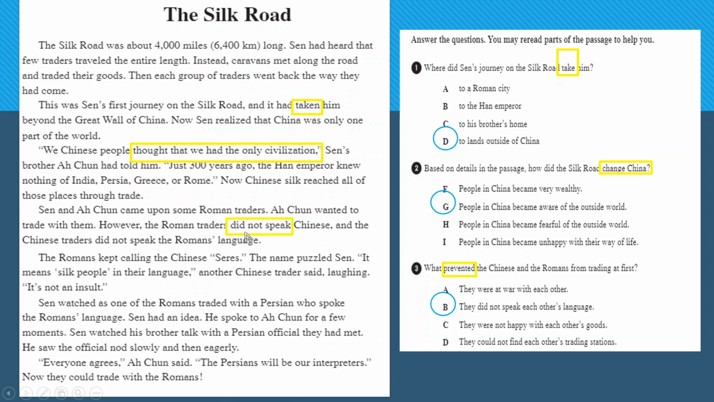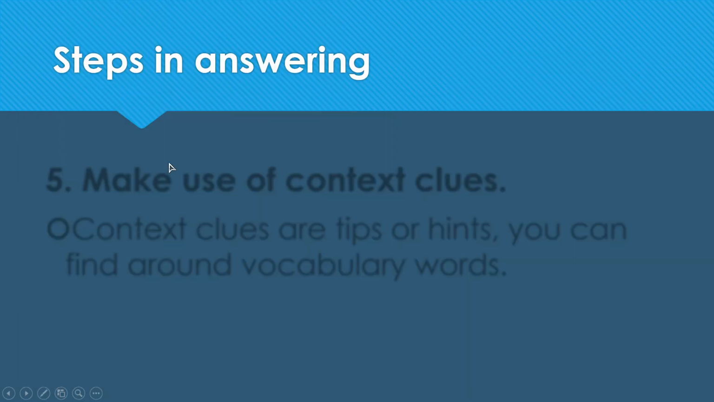As you can see here, prevented, which means they did not speak the Chinese language and did not speak the Romance language. That prevented them trading, actually. All right, so that's the fourth step in answering unseen comprehension. Okay, let's go to number 5.